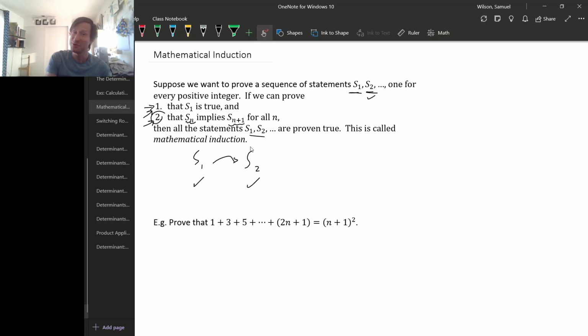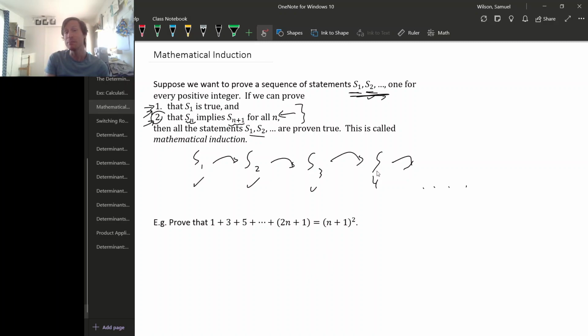But look, now we just showed that S2 is true, and our second statement here says that if one of them is true, the next one is true. Well, that means if S2 is true, then S3 has to be true. And then if S3 is true, then S4 is true, and so on. And you can see this proves all of the infinitely many statements with just a finite amount of work.